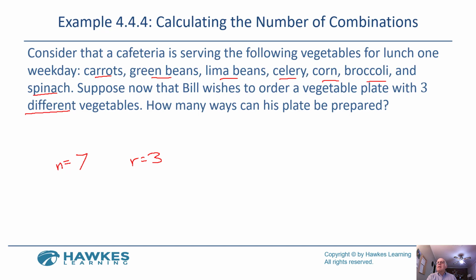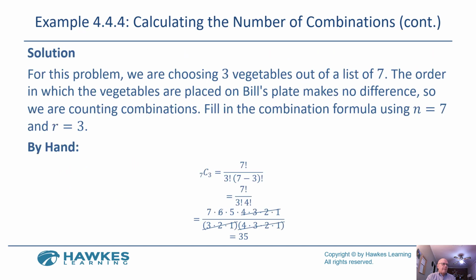It's a combination because they're just going to be on the plate. You don't care. You can rotate the plate if you want to. That's perfectly fine. We don't care where they are on the plate. So it's going to be a combination, and we're going to select from 7 vegetables. We're going to get 3 of them. So put 7 in your calculator, pull up the combination, put 3 in the calculator, hit enter, and there are 35 ways Bill can do this.